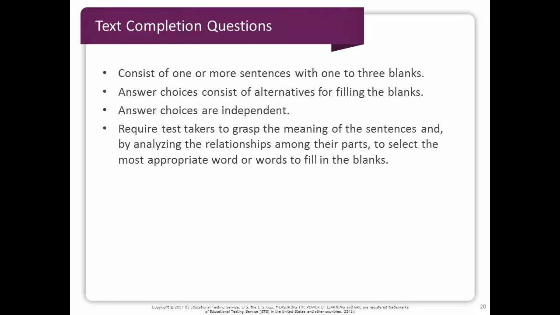Text completion questions. Text completion questions consist of one or more sentences with 1 to 3 blanks. Answer choices consist of alternatives for filling in the blanks. Answer choices are independent of each other and they require test takers to understand the meaning of the sentences and select the most appropriate word or words to fill in the blanks. The most effective way to do this is to analyze the relationships among the sentence parts and select the most appropriate word or words. Let's look at an example.